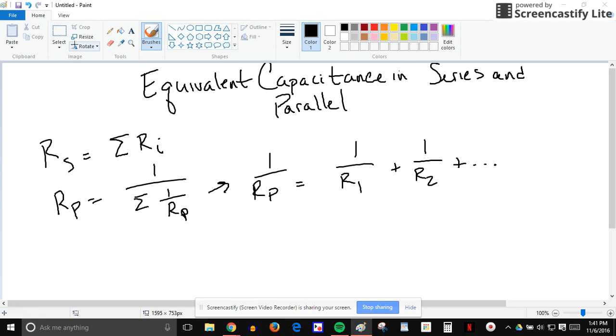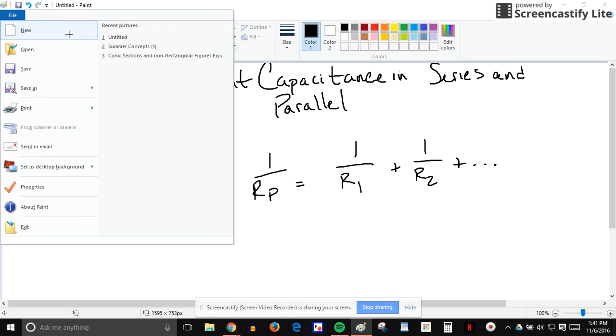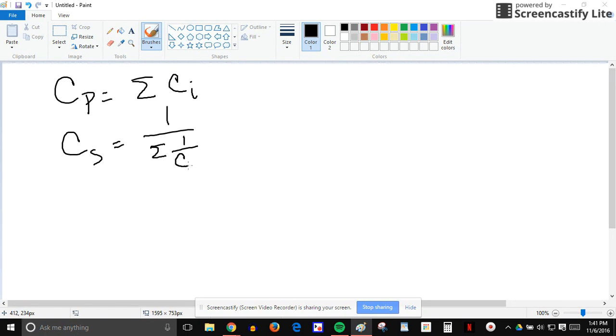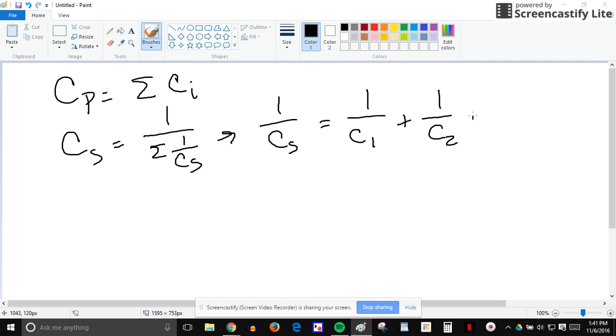Okay, so what we have to remember for capacitance is that equivalent capacitance essentially works the opposite way. If I want to find the equivalent capacitance in parallel, then I accomplish that by simply adding all the individual capacitances. However, if I'm finding the equivalent capacitance in series, then I denote that as C sub S is equal to 1 over the sum of 1 over C's. That is, 1 over the capacitance in series is equal to 1 over the first capacitance plus 1 over the second capacitance, and so on and so forth.